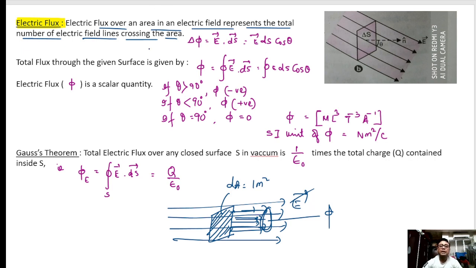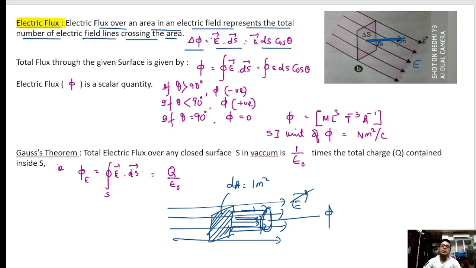So flux is E dot dS or E dS cos theta, and please watch here. Suppose you have placed the surface at an angle, whose normal, perpendicular to the surface, is this, and it makes an angle theta with the electric field. So what can we write?